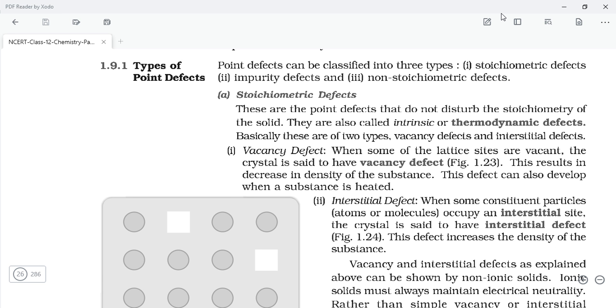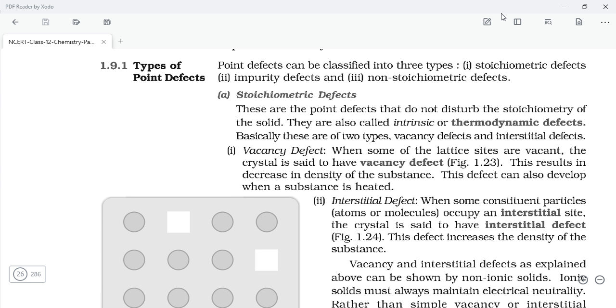When some of the lattice sites are vacant, the lattice sites or the voids, you can say, the crystal is said to have vacancy defect. Like, if you just remove some of the ions from NaCl, some Na+ ions or some Cl- ions are removed from the solid lattice, then you will get a lot of vacancies, or voids, in the lattice, and that can be called a vacancy defect.